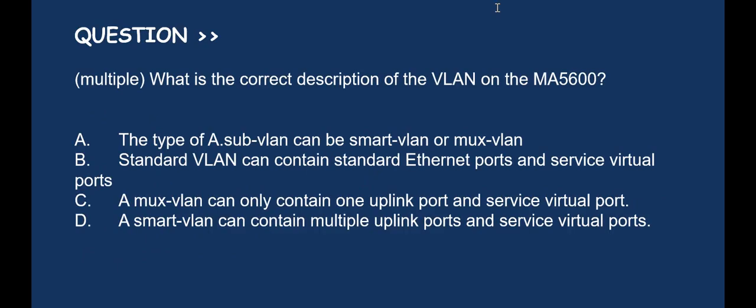Next one, what is the correct description of the VLAN on the MA5600? Option A, the type of a sub VLAN can be smart VLAN or MUX VLAN. Option B, standard VLAN can contain standard Ethernet ports and service virtual port. Option C, MUX VLAN can only contain one uplink port and service virtual port. Option D, smart VLAN can contain multiple uplink ports and service virtual ports. The correct answers are option A, B and D.